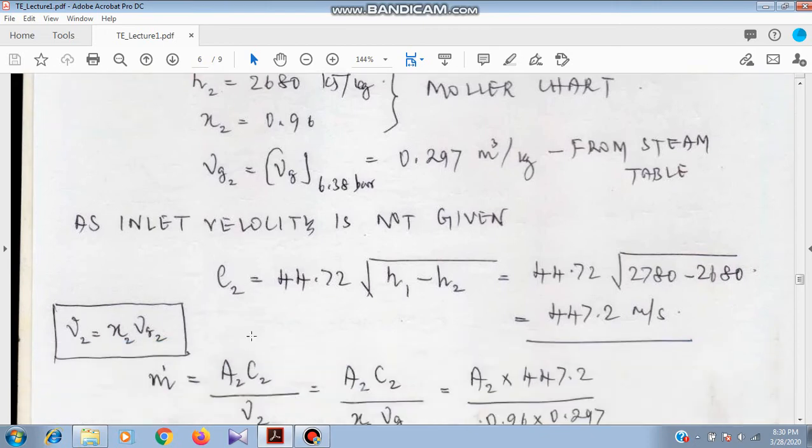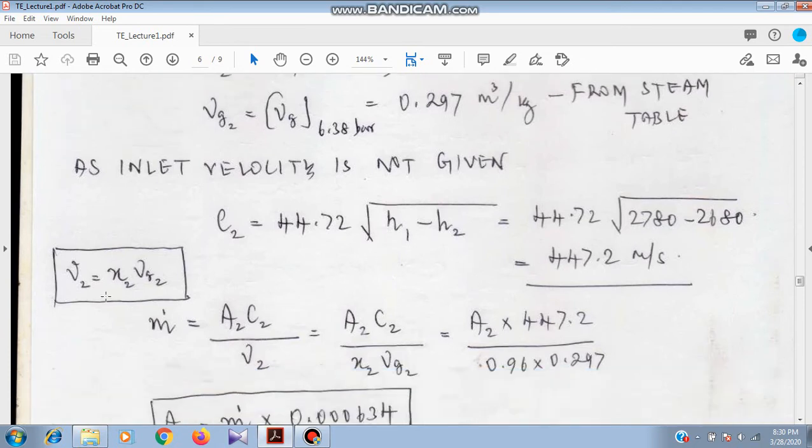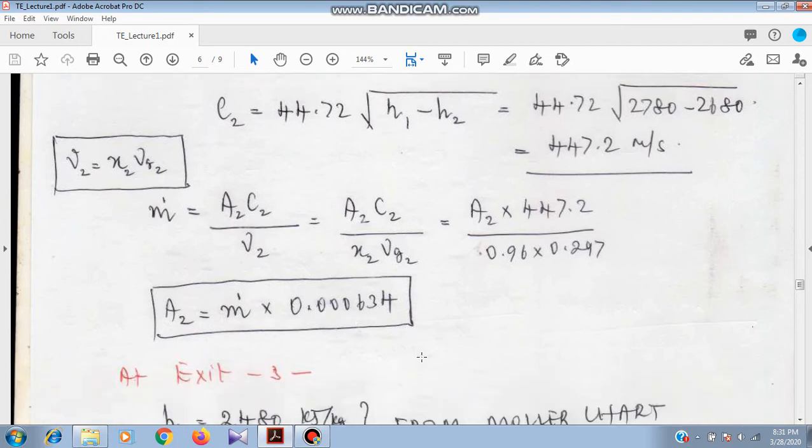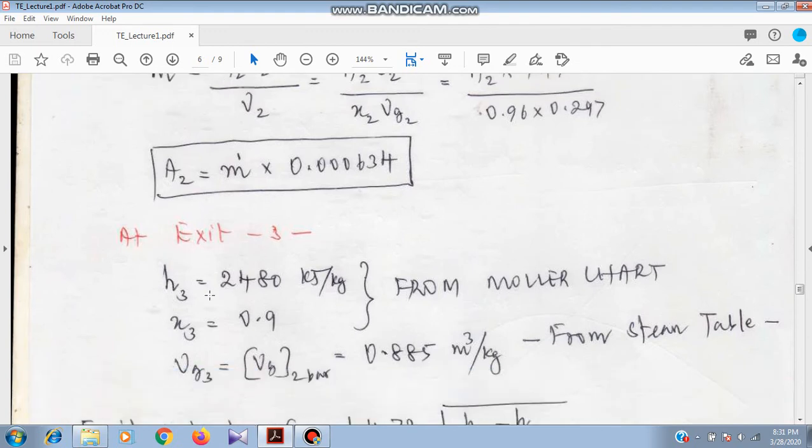The inlet velocity is not given, so you can use this equation: C2 is 44.72 root of h1 minus h2. This gives the throat velocity, and V2 is X2 Vg2. The equation for m dot is A C by V, so m dot is A2 C2 by V2. This we studied in thermodynamics, the mass flow rate. By substituting the values of C2, X2 and Vg2, your A2 becomes m dot into 0.000634.